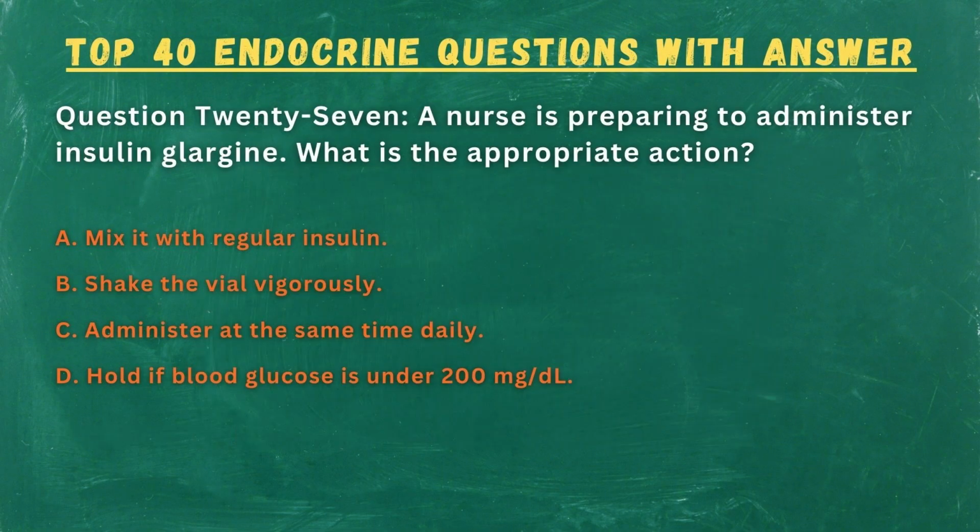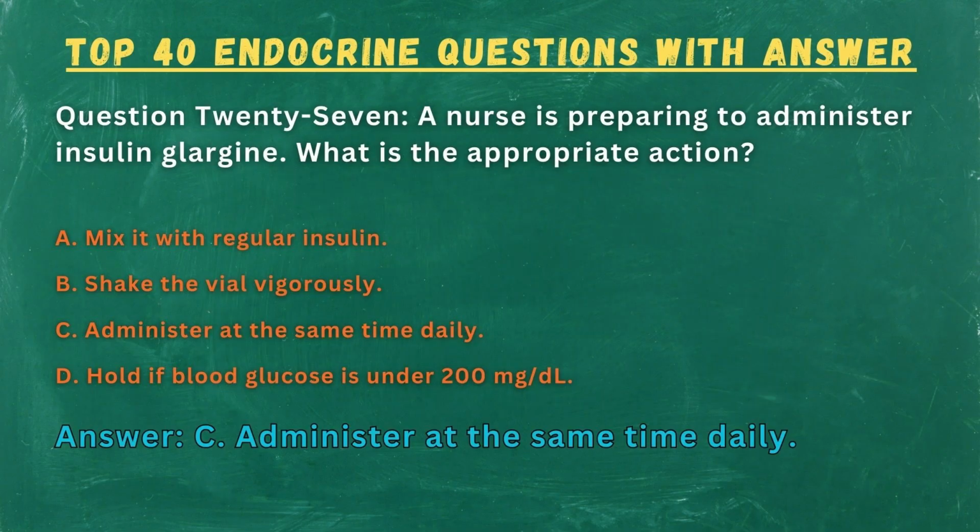Question 27. A nurse is preparing to administer insulin glargine. What is the appropriate action? A. Mix it with regular insulin. B. Shake the vial vigorously. C. Administer at the same time daily. D. Hold if blood glucose is under 200 milligrams per deciliter. Answer: C. Administer at the same time daily.